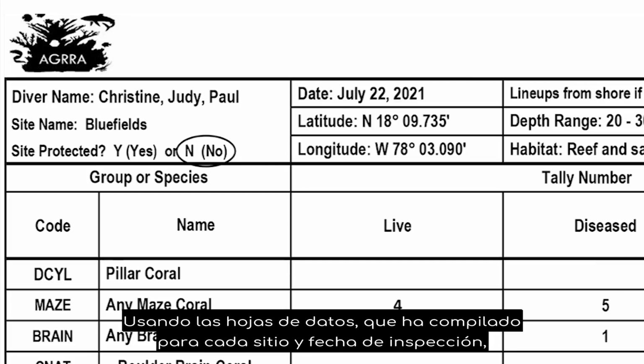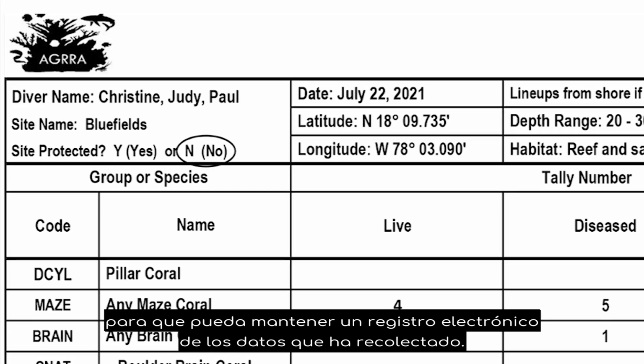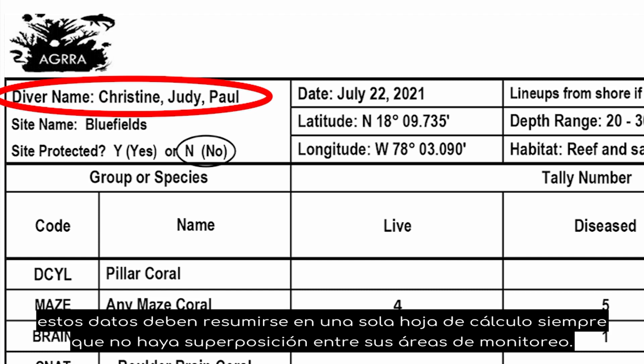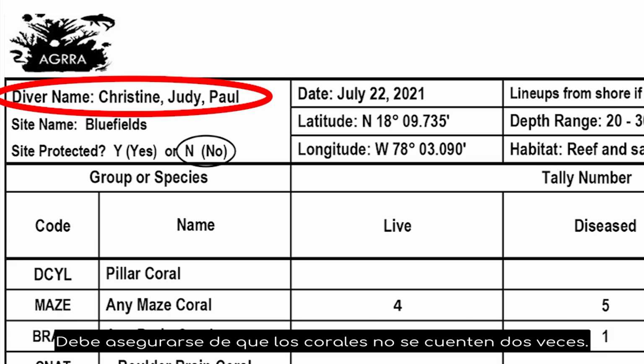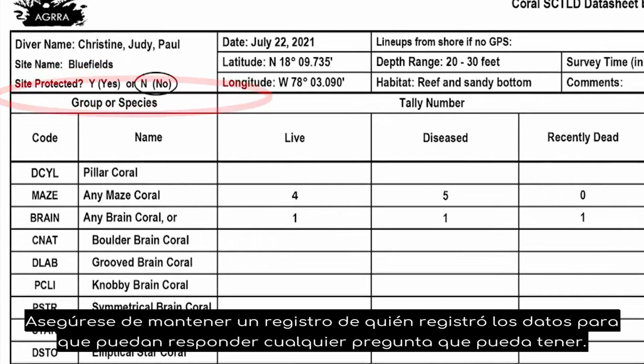Using the data sheets you've compiled for each survey site and date, enter your data into a new summary Excel or open source spreadsheet so you can keep an electronic record of the data you've collected. If you had several people collecting data at the same site, these data should be summed in a single spreadsheet as long as there was no overlap between their monitoring areas. You need to make sure that corals are not double counted. Make sure you keep a record of who collected the data so they can answer any questions you might have.